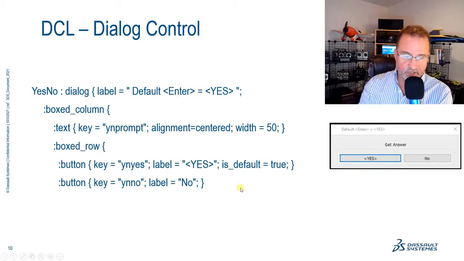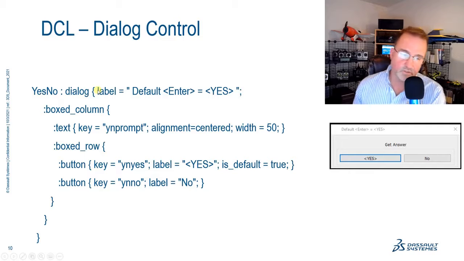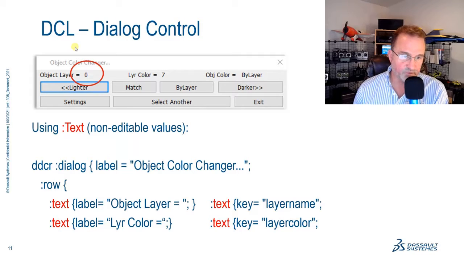So if someone just hits enter at the keyboard, it recognizes that if there's an enter, then it'll be as though this button was pressed. Then we close the boxed row, just like we do with the parentheses in Lisp, except we're using braces here. We close the boxed row, and then we close the boxed column, and then this final brace is to close the parameters for the overall dialog. So in some ways, we're lining up braces like we do parentheses, but again, in the DCL language, we do not use parentheses.